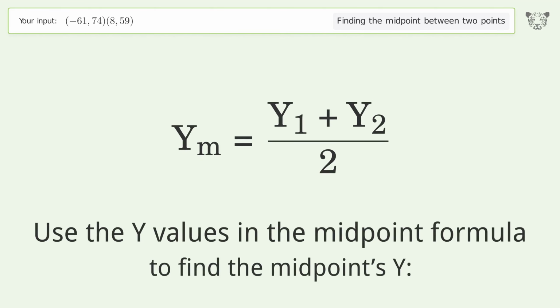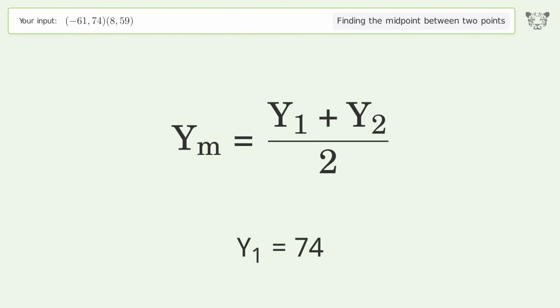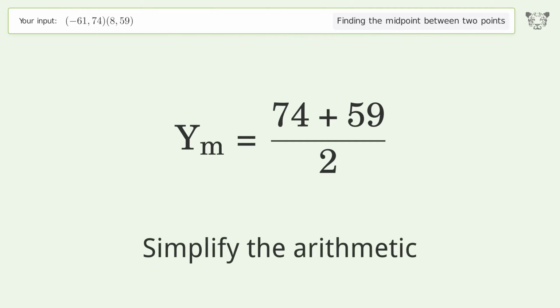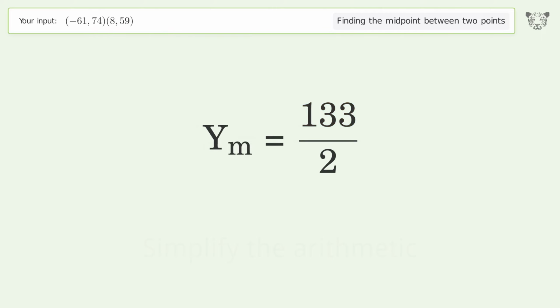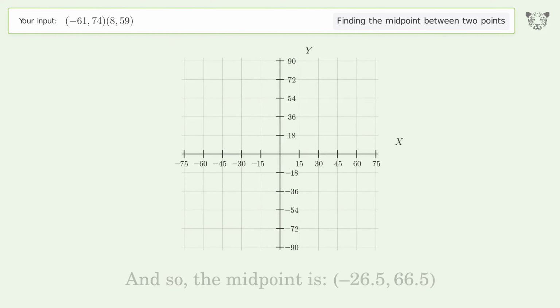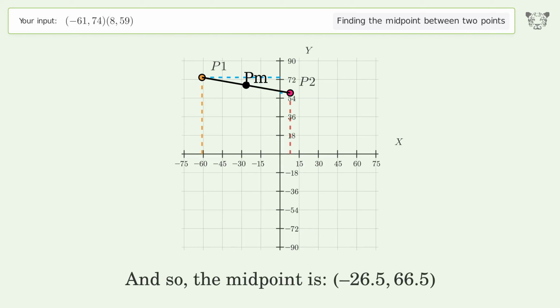Use the y values in the midpoint formula to find the midpoint's y. y1 equals 74. y2 equals 59. Simplify the arithmetic. And so, the midpoint is negative 26.5, 66.5.